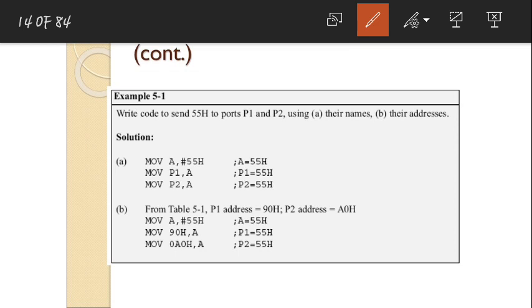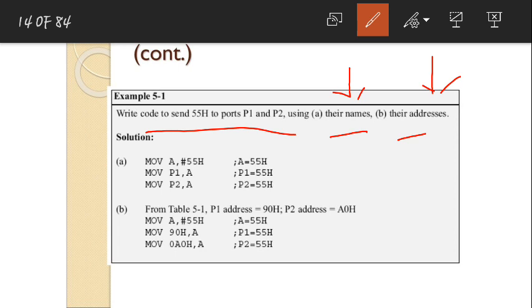Okay, so we'll read the question. If you can't understand, read it twice or thrice. You should understand the question first. What are they asking us? Write a code to send 55H to port 1 and port 2 using their names and addresses. So he has given one program, this is the question. He is asking us to write in two ways: one is to access by names and one is to access by address.